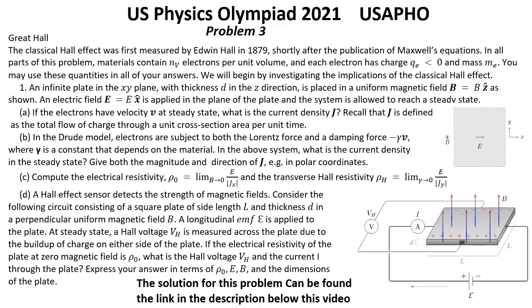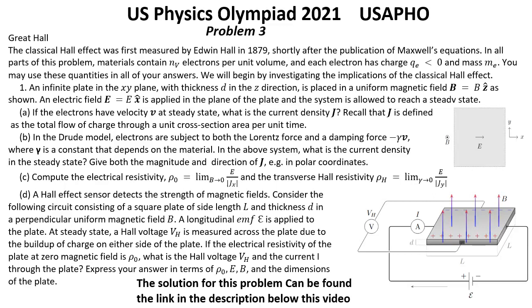Question C. Compute the electrical resistivity ρ0 equal limit for B going to 0 for relation E over absolute value Jx, and the transverse Hall resistivity ρh equal limit for gamma going to 0 for relation E over absolute value Jy.